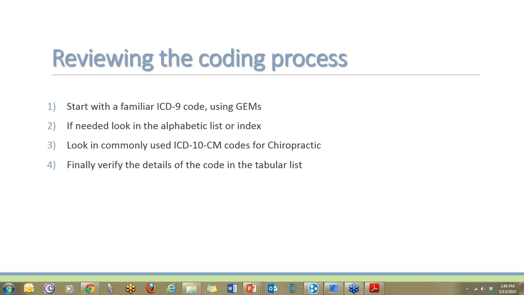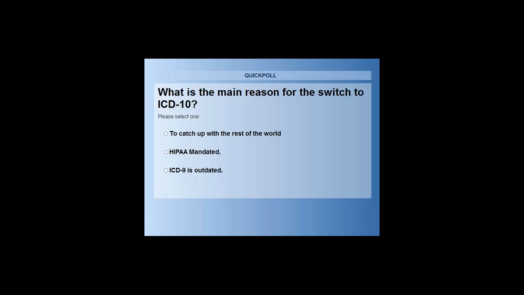Please. Okay. If everyone will hold down their CTRL key, I'm going to launch the poll now. And the question, what is the main reason for the switch to ICD-10? You've got 3 choices there. It's not a test. It's just simply to gauge if you're sitting behind your computer right now. And everybody's getting their vote in. We're at 79%.